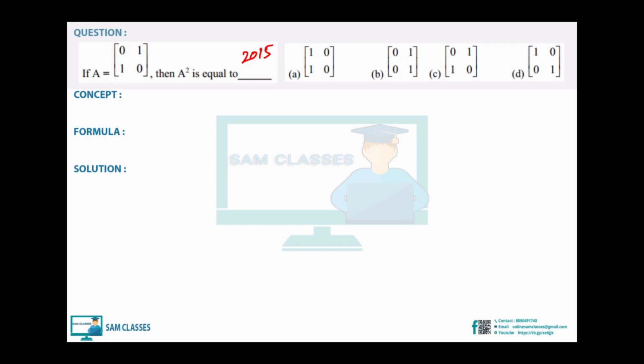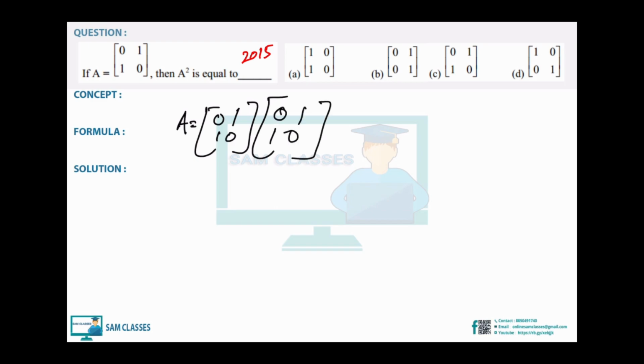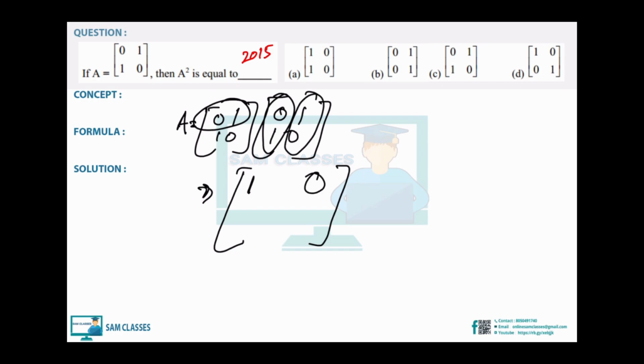0, 1, 1, 0. So what will you get? Simple multiplication, everybody knows. First row, first column: 0 and 1 plus 1, 1. Again first row, second column: 0 and 0. Correct? Now 1, 0 is this one and this one. Now let's solve the next one. For second row, first column: 0 and again here 0. So we got here 0. So answer D is the correct option.